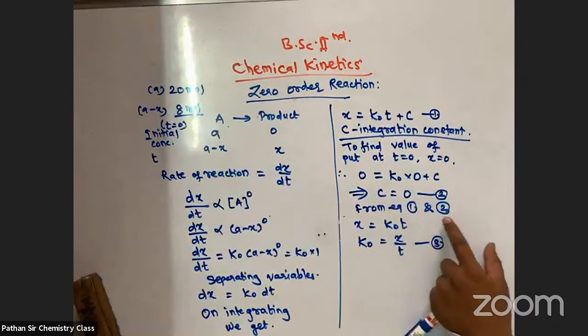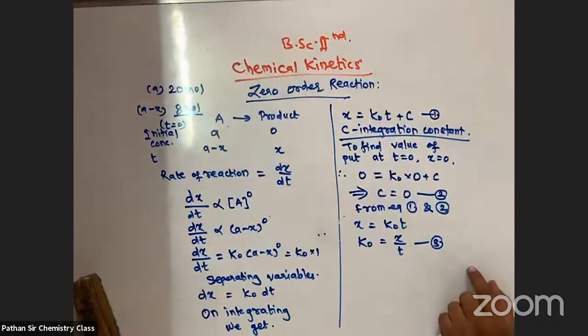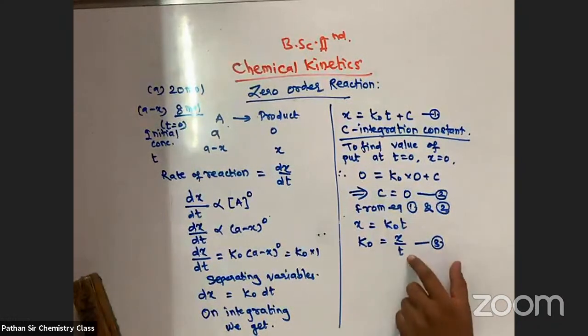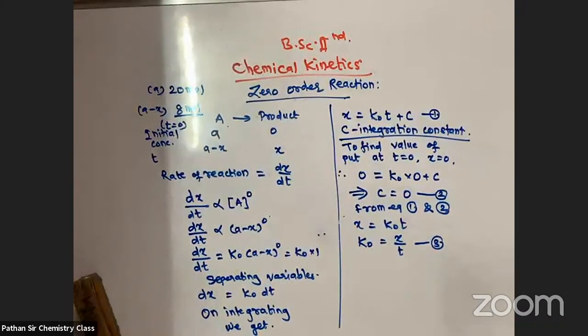Put this value into equation number 1. Then we get x is equal to k0 t, or k0 is equal to x by t. This is the last expression, say equation 3. Okay. So equation number 3 represents the integrated rate expression for zero order reaction. Okay. Let us go for the characteristics. So I will tell you two simple characteristics.